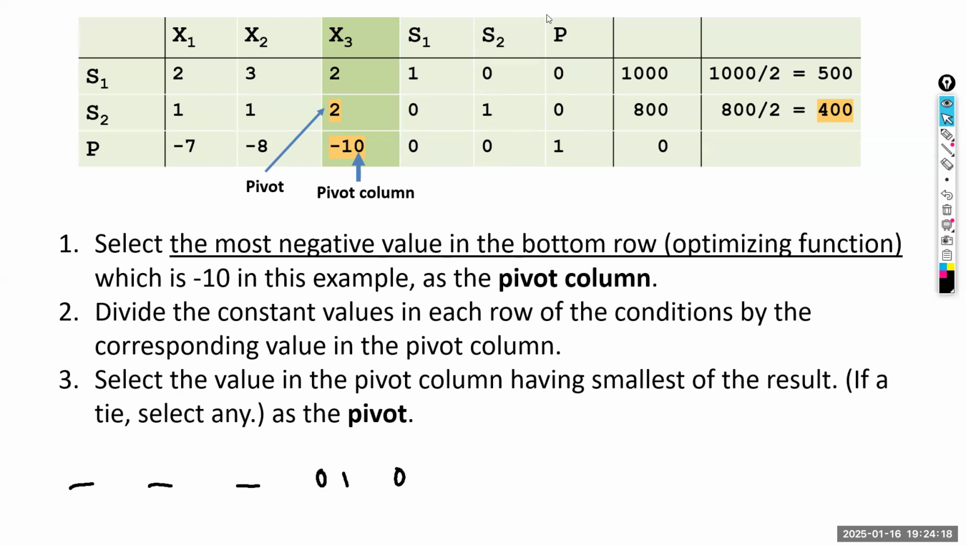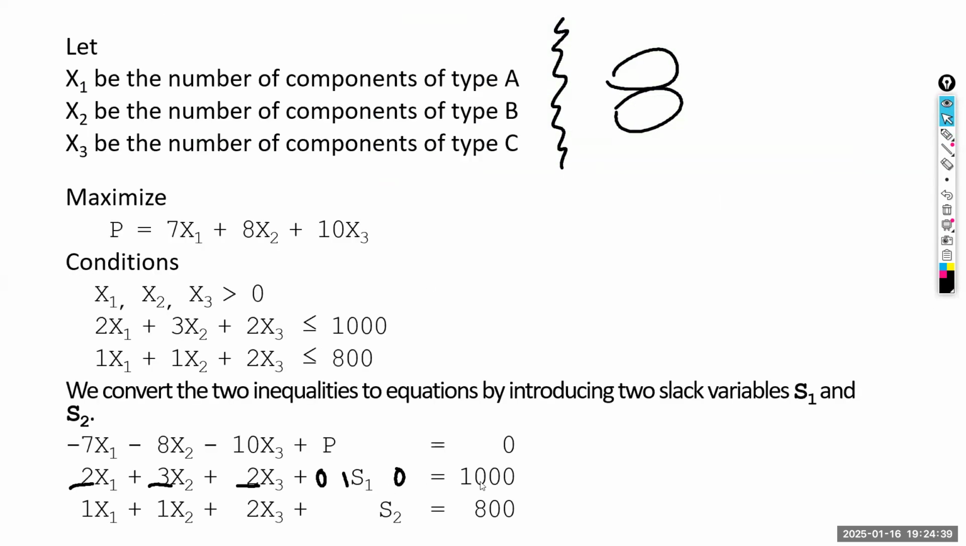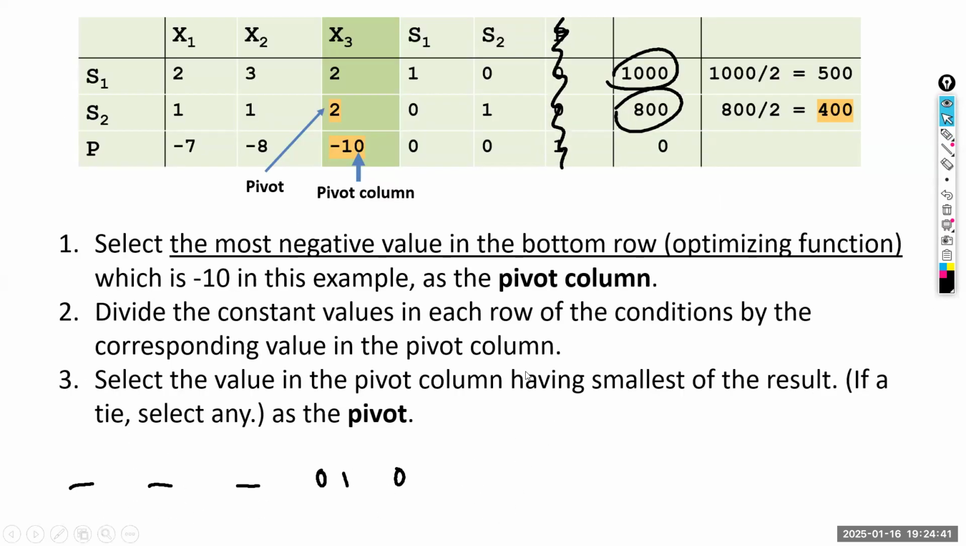Actually, this column is not required. I thought of removing this column. Maybe I will give you a new version of the note without this P column. For the time being, forget about this P column. Actually, you don't need this P column, okay? So then the constant here is 1800. That is from here and here.